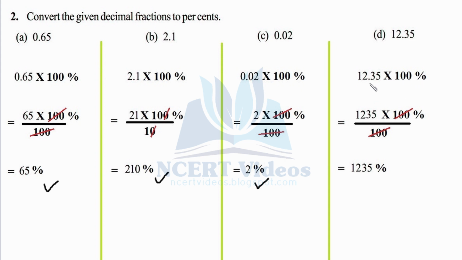12.35 into 100%. 1235 divided by 100, 100 cancel, 1235%. In this way you convert your decimals into percentages by simply multiplying the decimal with 100%. So that is your second.